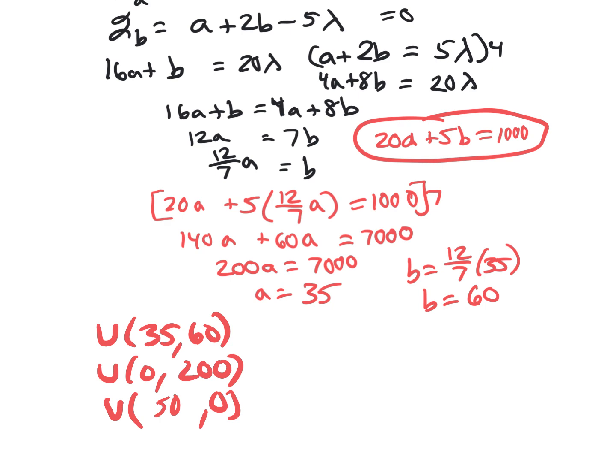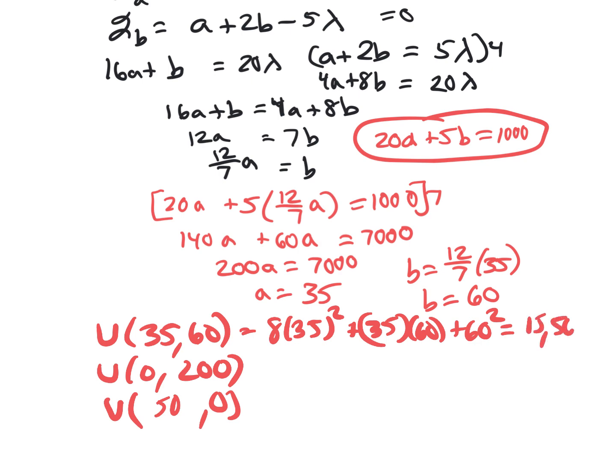Okay, so we're going to plug these back into the original equation, which was 8A squared plus AB plus B squared. So here it would be 8 times 35 squared plus 35 times 60 plus 60 squared. Again, annoying if you don't have a calculator. I used mine. I guess I could do long multiplication, but I didn't want to. So I got 15,500.